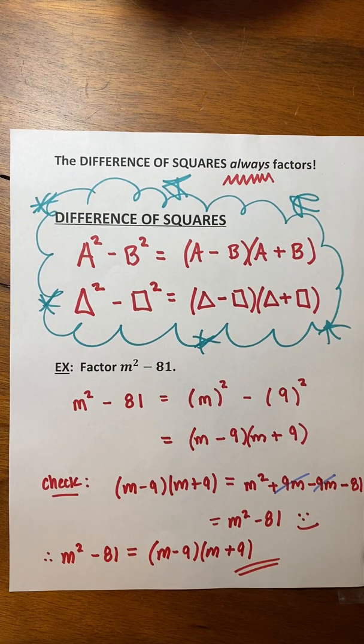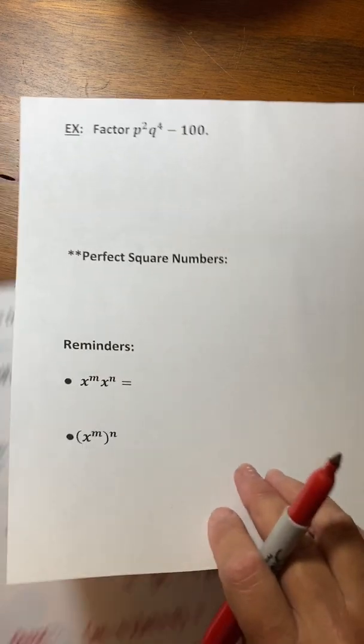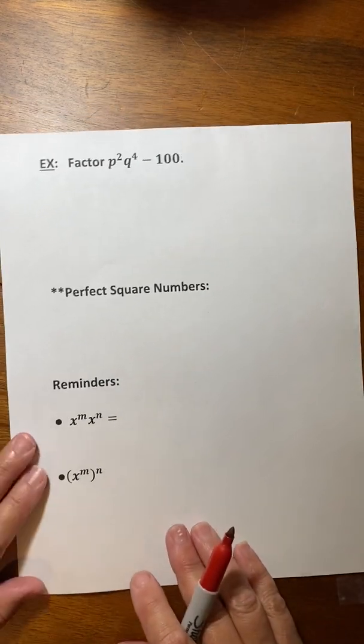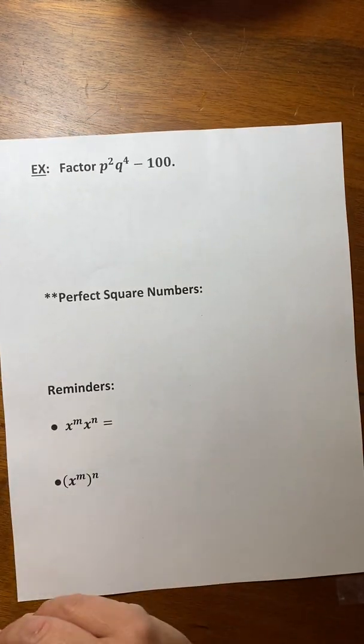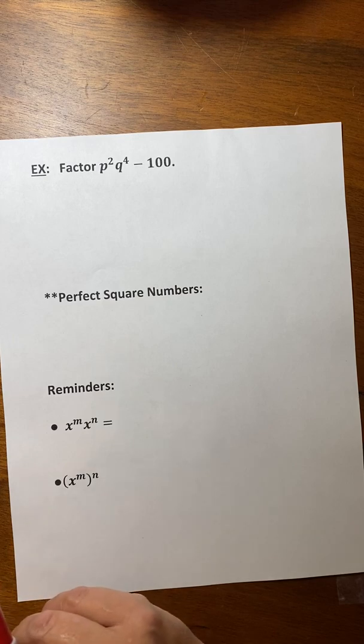All right, let's try another one. All right, let's factor p squared q to the 4th minus 100.